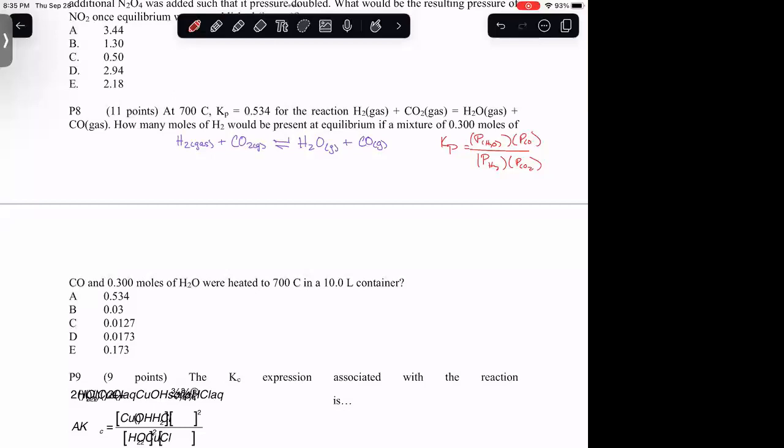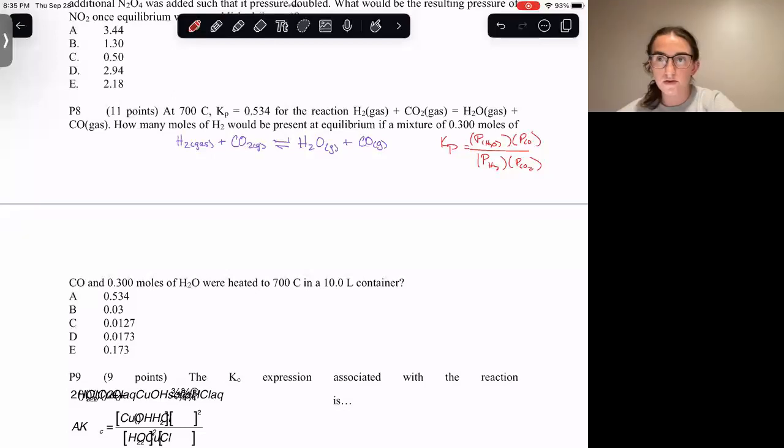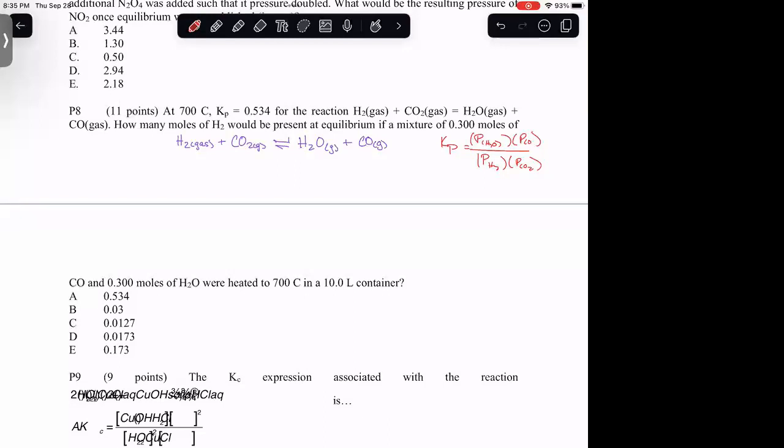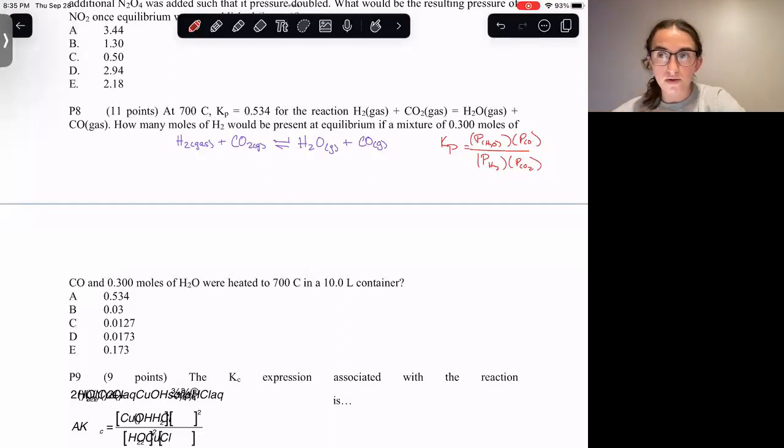Moles. We're given moles, right? Can we do Kp in moles? No, we cannot. So the first thing that I would recommend doing is changing those 0.3 moles of H2O and CO that you have into a form of pressure. And what equation are we going to use to switch from moles to pressure? Good. Yep, we're going to use PV is equal to nRT.